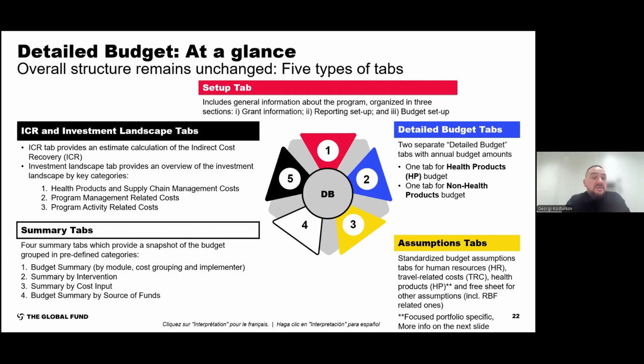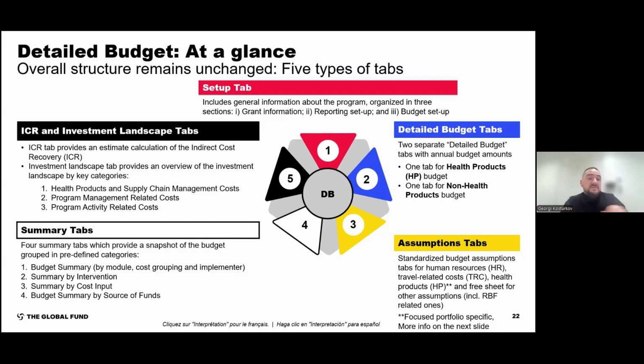The investment landscape tab provides an overview of the investment landscape using 3 categories: health products and supply chain management costs, program management related costs, and program activity related costs. We believe that this tab is quite useful because it shows a snapshot of the investment areas at the aggregated level.